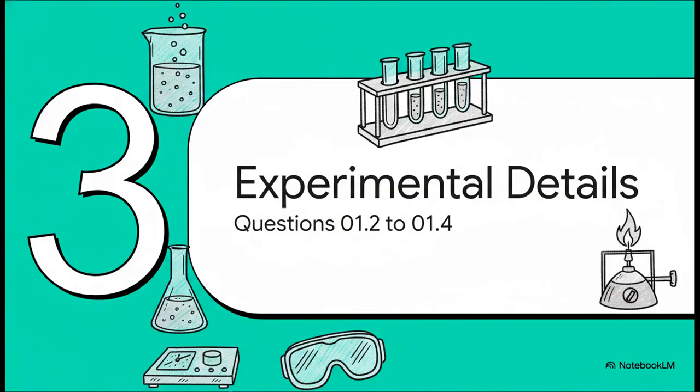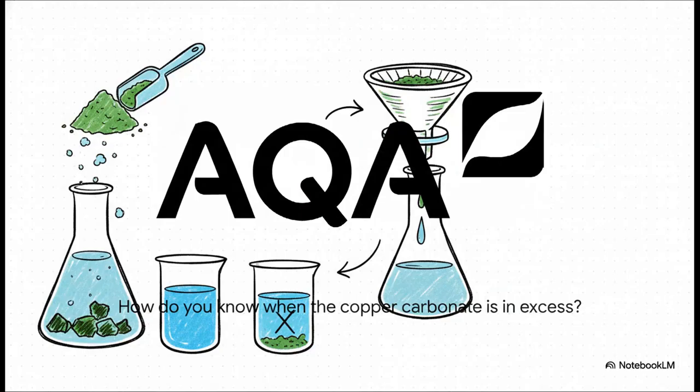Okay, let's move on. The next few questions are all about the nitty-gritty of the practical itself. This is where they test if you were paying attention in the lab, how things actually work. Right, question 01.2. This one's all about using your eyes. How does the student actually know when they've added too much copper carbonate, when it's in excess? What's the visual clue that tells them, okay, stop, the reaction's finished? Picture that beaker in your mind.